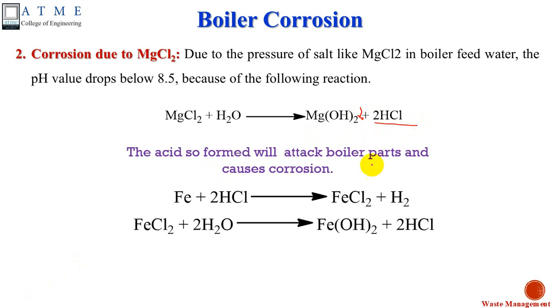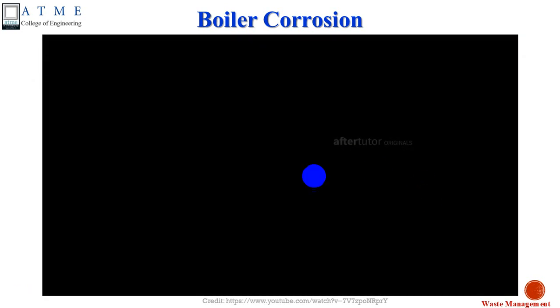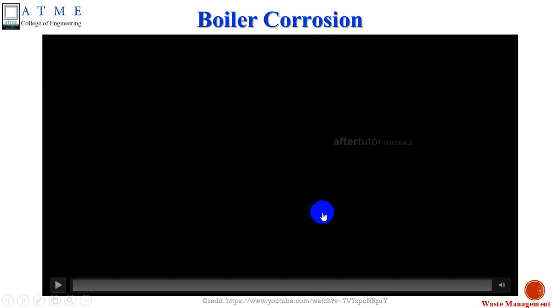For example, the HCl reacts with iron to form FeCl2. FeCl2 again undergoes hydrolysis to form Fe(OH)2. Again, HCl is liberated. Hence, the corrosion will be again initiated. So this is about corrosion due to magnesium chloride. Let us see a small animation. The credit of the video goes to After Tutor.